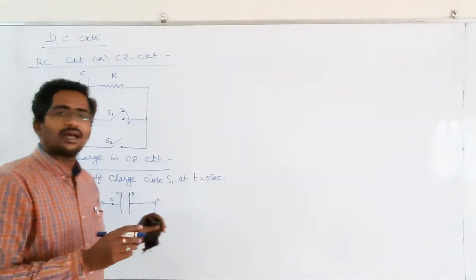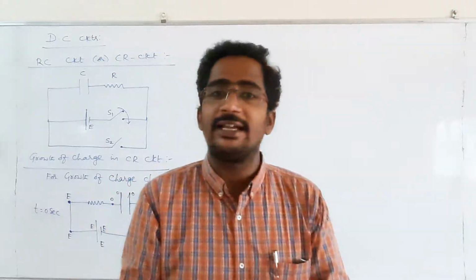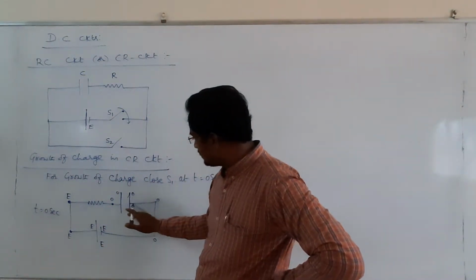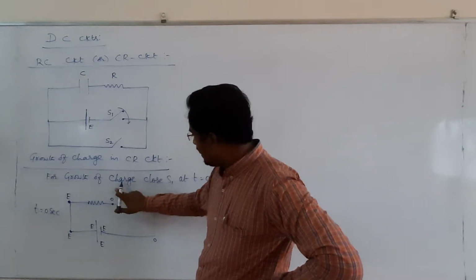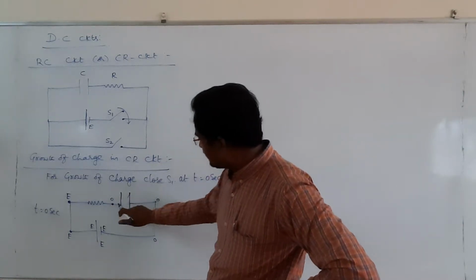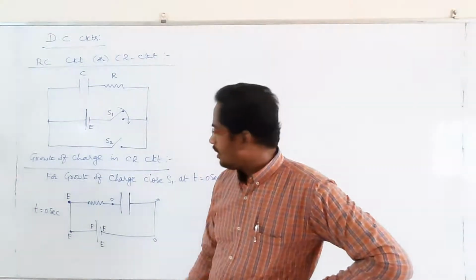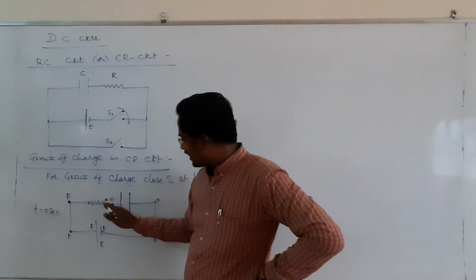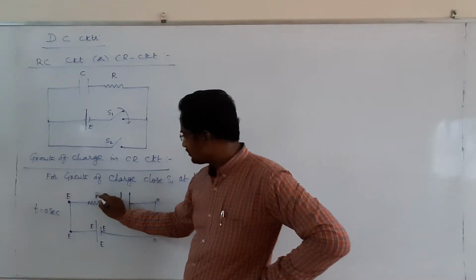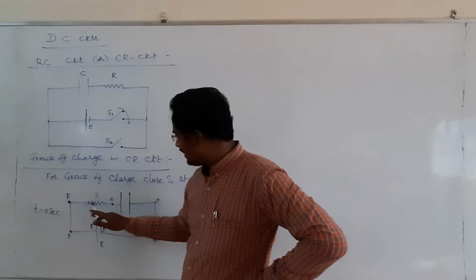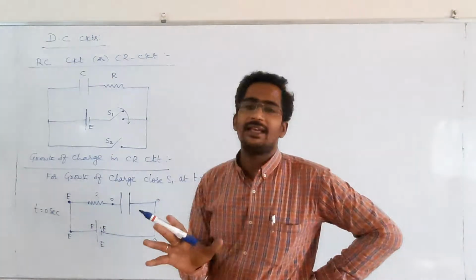The charge stored on the capacitor plates is 0. By that, the potential is 0 here, and here also 0. What is the potential difference across the capacitor? 0. And what about the potential difference across the resistor? Here is the resistor. The potential difference is E minus 0, that is E.